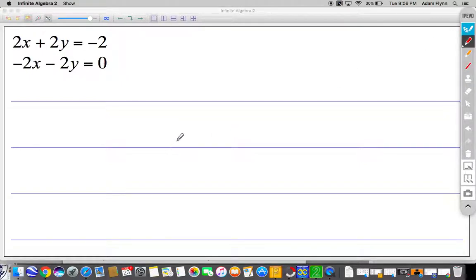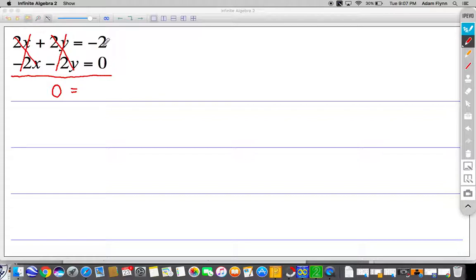Alright, taking a look at this one. So first off, we have 2x plus 2y equals negative 2, and negative 2x minus 2y equals 0. So taking a look at x and y, it looks like they're both going to eliminate. So let's just combine them. So we've got 2x minus 2x, which cancels. We have 2y minus 2y, which cancels. So all of a sudden I'm left with nothing, or 0, on the left side.